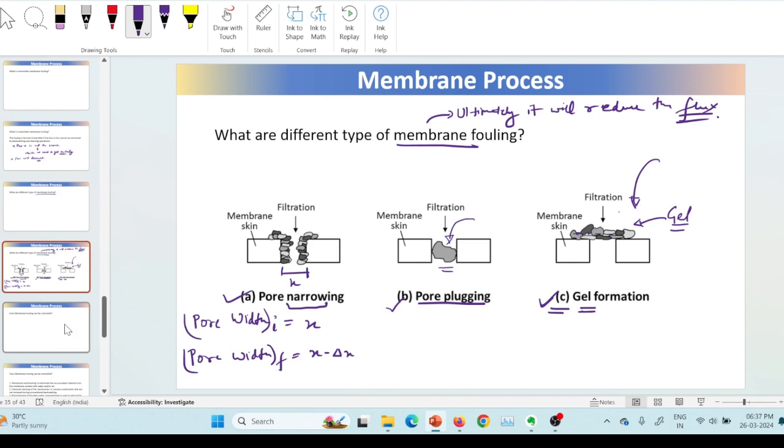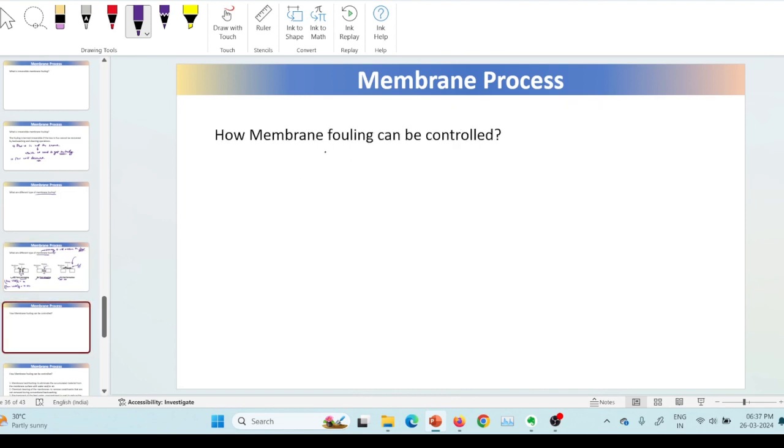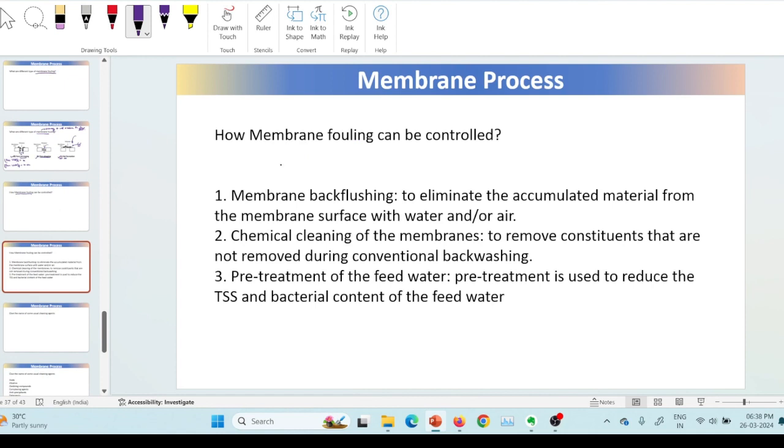How can membrane fouling be controlled? If membrane fouling is there, we need to clean it and we need to control it. Let's see. There are three ways of controlling the membrane fouling. The first one is membrane backflushing. Like in filters, it is similar to the filtration process. In filters, we used to do backwashing. Here what we are doing is backflushing. It's not backwashing, it's backflushing.